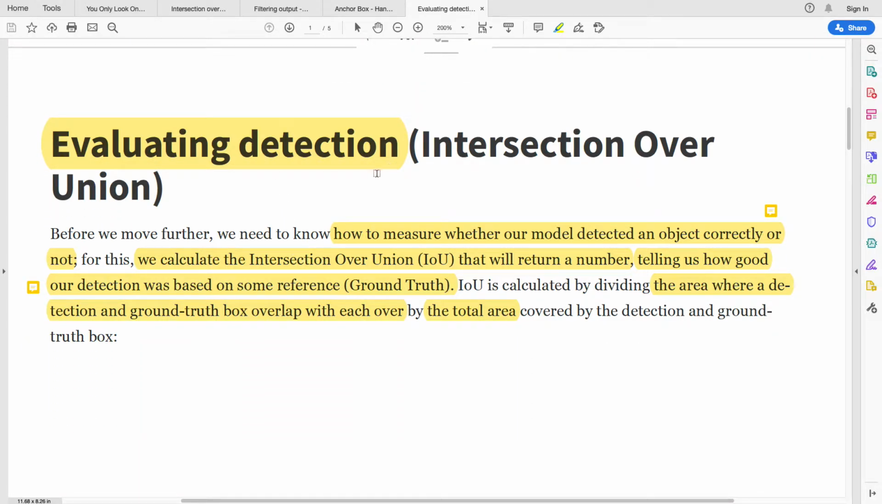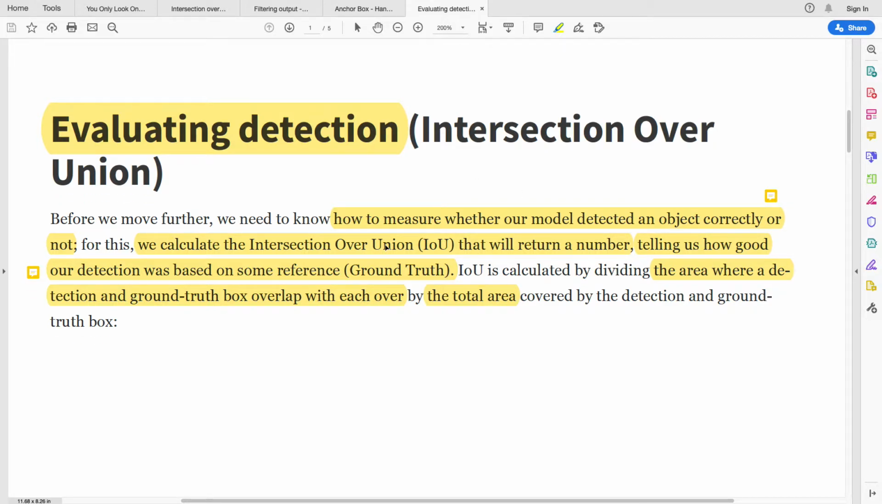So, evaluating detection, and that is intersection over union. We've already looked at this before, but this material further reinforces some of the things I mentioned the last time. So this will be part B of intersection over union. First is that you use it to evaluate your detection, and like we said before, it measures how well your model is able to draw the bounding box on the object correctly.